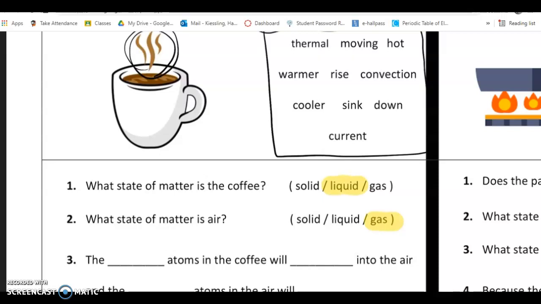Now the coffee is hot. So the warmer atoms in the coffee are going to move where? Skyla? Yep, they're going to rise into the air. So we can cross off warmer and rise, which means the blank atoms in the air. Well, I know the air is going to have cooler atoms. And if it's cooler, that means they're going to sink.